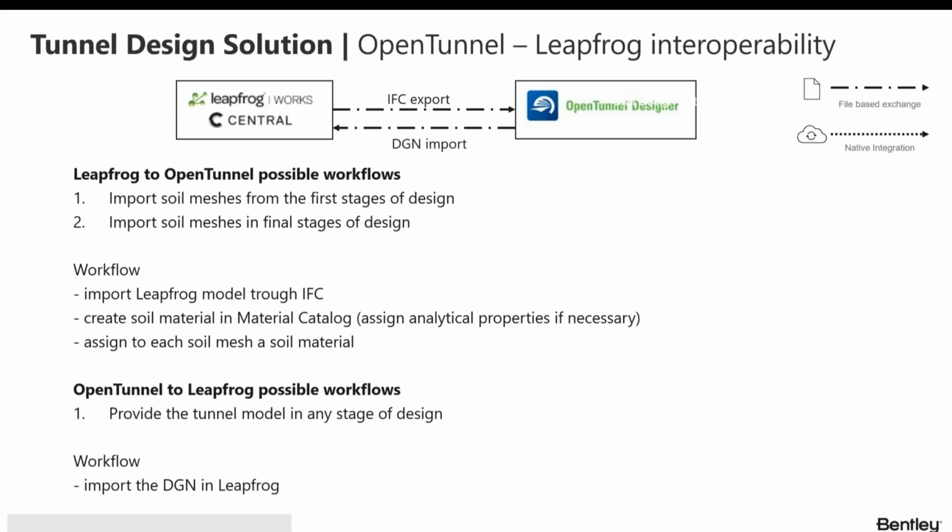When it comes to importing this information from OpenTunnel Designer to Leapfrog, this can be done in any stage of design. You'll just have to provide your DGN to the geological engineer and he will be able to bring it inside Leapfrog, and in there, using their dedicated tools, they will be able to cut the Leapfrog model with the tunnel that OpenTunnel Designer created.